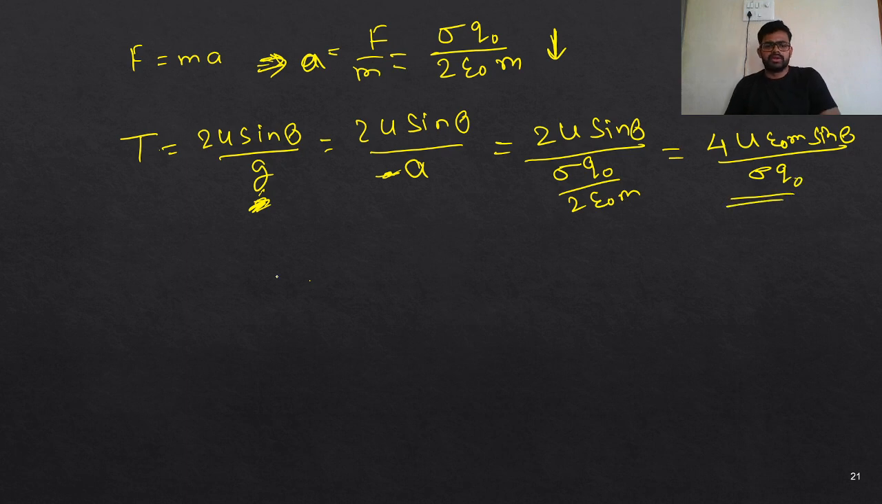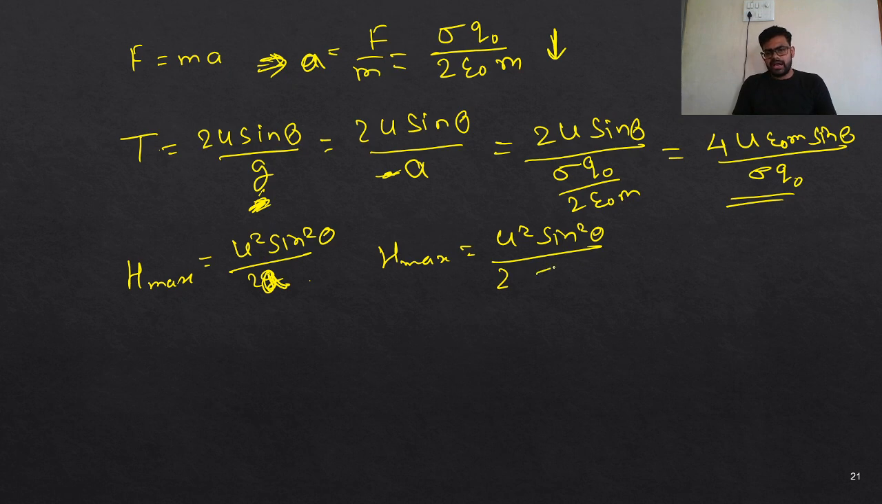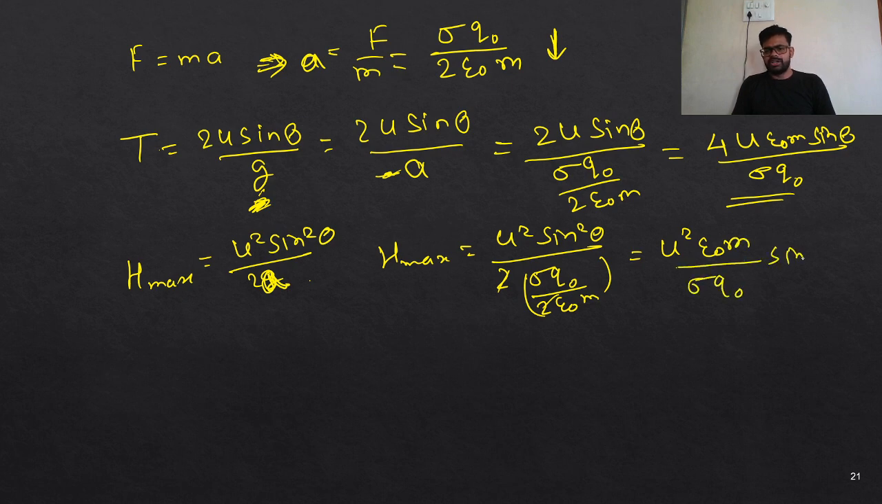This is the answer. Next, maximum height achieved: u squared sine squared theta upon 2g. This type of formula was there. So here H max is equal to u squared sine square theta upon 2, and instead of g I need to write acceleration. So I'll write sigma q naught upon 2 epsilon naught m. The 2 cancels. So what final answer are we getting? u square epsilon naught m sine square theta divided by sigma q naught.